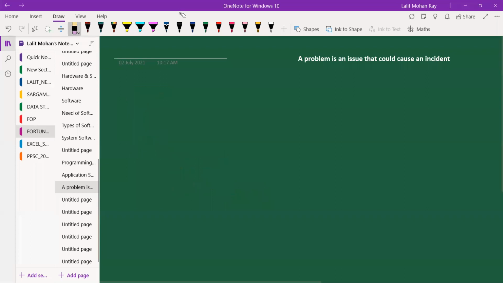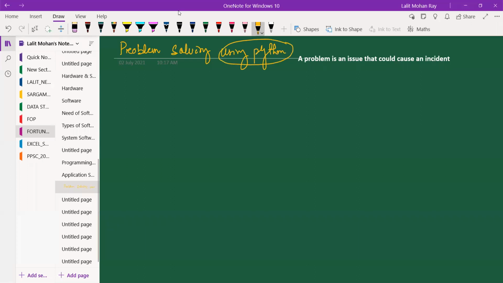Now, as per your 11th syllabus, problem solving method is there. Problem solving using Python in your syllabus. Using Python, this part will be covered later. First, we have to understand what is problem solving.